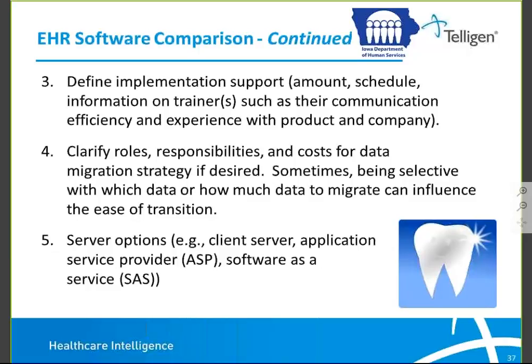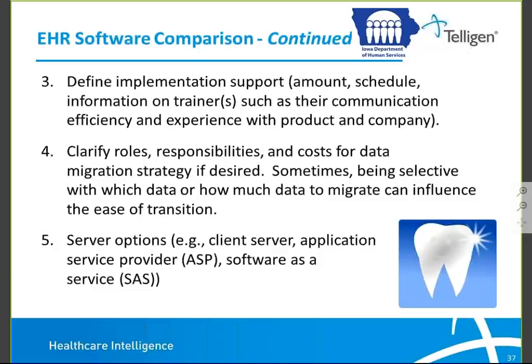Number 4, clarify roles, responsibilities, and costs for data migration strategy as desired. Sometimes being selective with which data or how much data to migrate can influence the ease of transition. So we talked about that a minute ago as well.